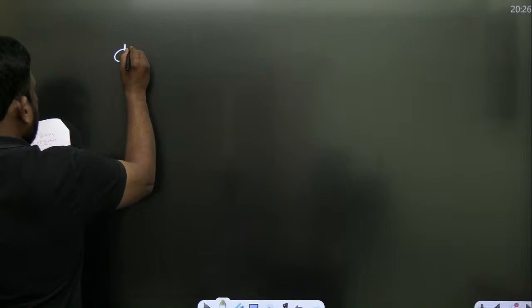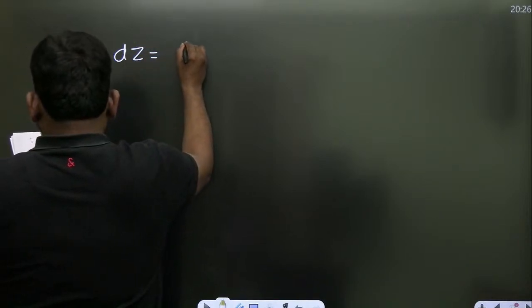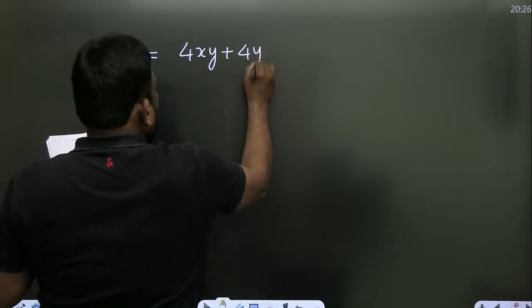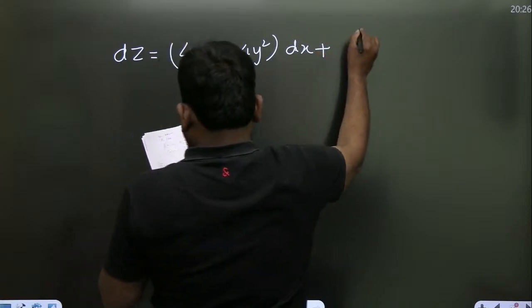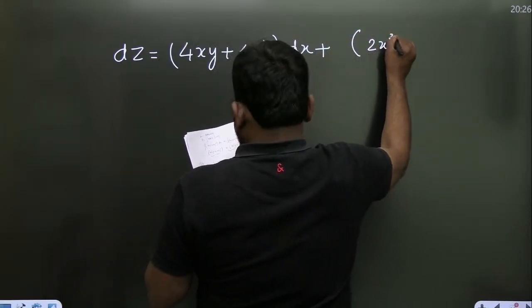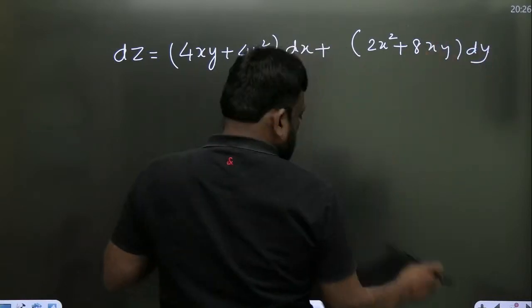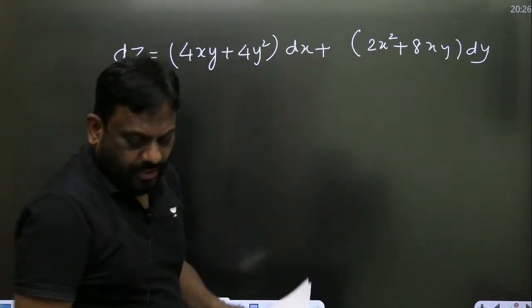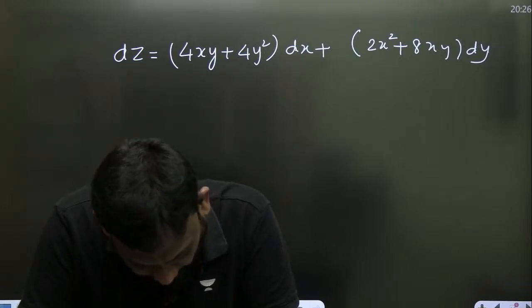dz is equal to, he has given, let me read the question. dz is equal to 4xy plus 4y square dx plus 2x square plus 8xy dy. ये दिया है सर. एक बार देखेंगे. अब पूछ रहा है, is it a property?